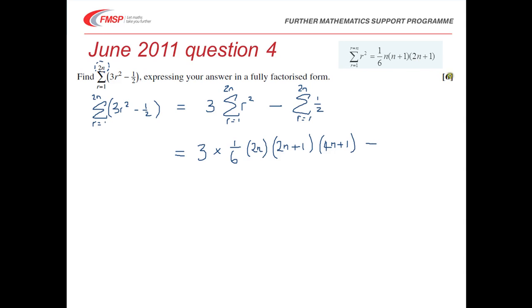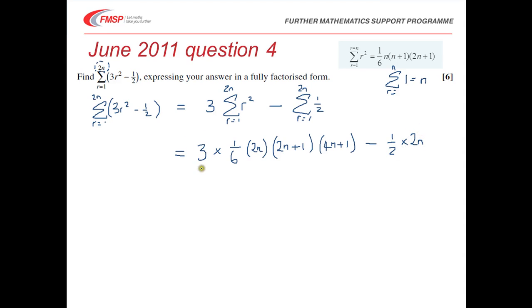Sigma a half. Now you should know that sigma 1 from r equals 1 to n is just n. So we're going to have a half of that, but of course we're going from 1 to 2n, so this is going to have to be 2n.